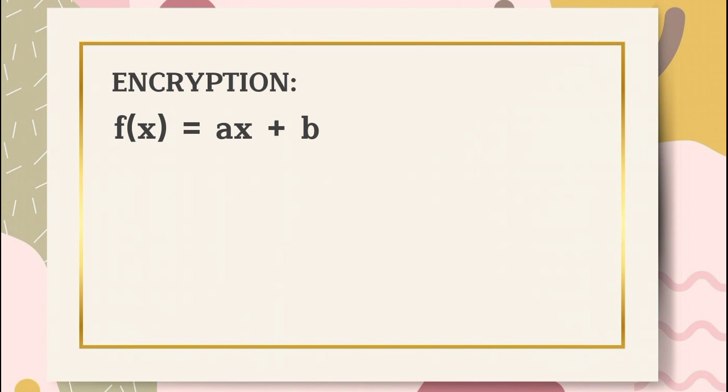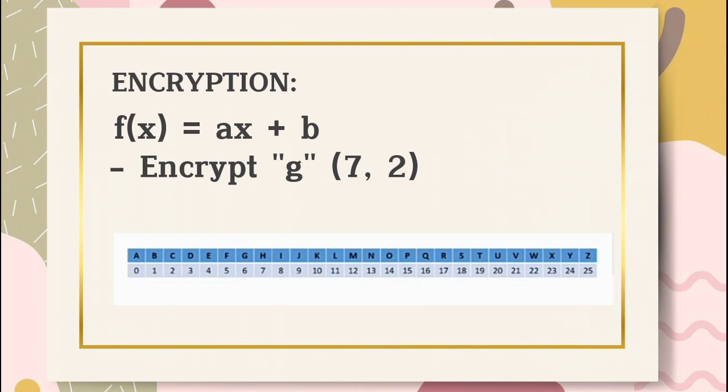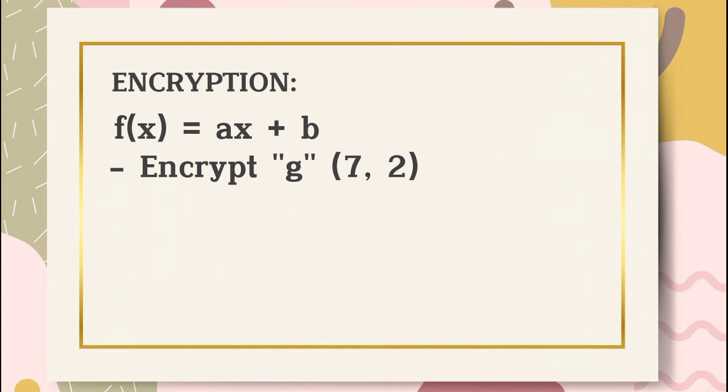Now I am going to give an example of how I actually do this. I wrote here: encrypt G, and our key is 7 and 2. First thing we need to do is encrypt G. What number is G? I write A through Z, and then under them, I just number them starting at 0 normally. You can start at 0, not 1. So A is 0, B is 1, C is 2, etc. And then I can find G here is 6. So I'm going to write that here: G is 6.